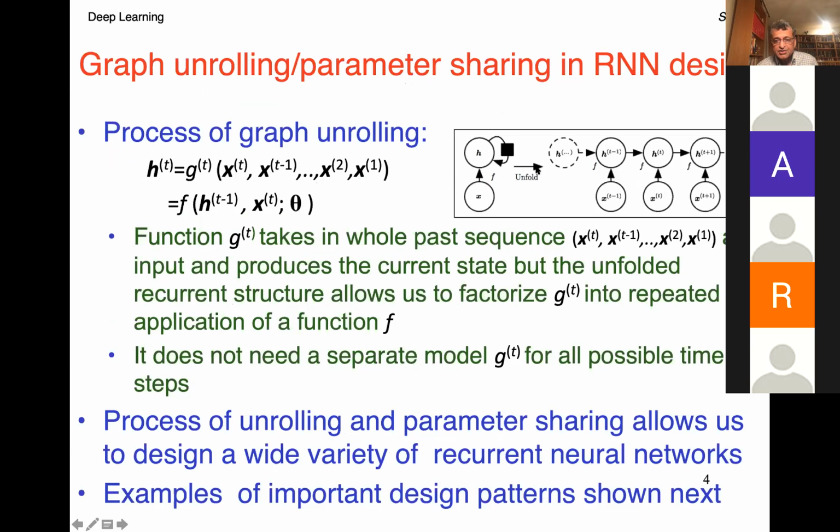We talked about this already, that h(t) at any point can be expanded, can be written as g(t) of x(t), x(t-1), and so on. Yeah, this is the completely unrolled value of h. And instead of doing g(t) of all of the inputs, we are summarizing what was seen in the past by h(t-1) and then taking x(t) as the input, with parameters theta. The function g(t) takes the whole past sequence as input and produces the current state. But the recurrent structure allows us to factorize g(t) into a repeated application of a function f. That's the cleverness here. So it is not that we are learning a function which, let's say we were trying to do English to German translation.